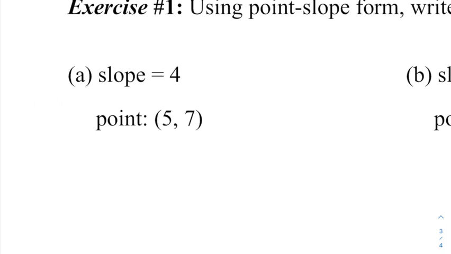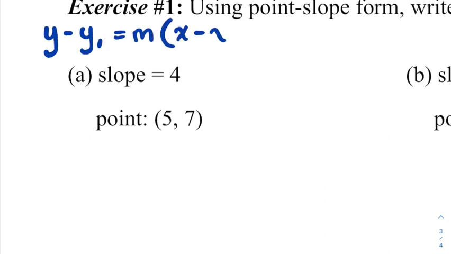So I'll write my point slope form up here. It's y minus y1 equals m x minus x1. And now we're just going to make substitutions. This is x1, this is y1, and we'll just substitute it in.